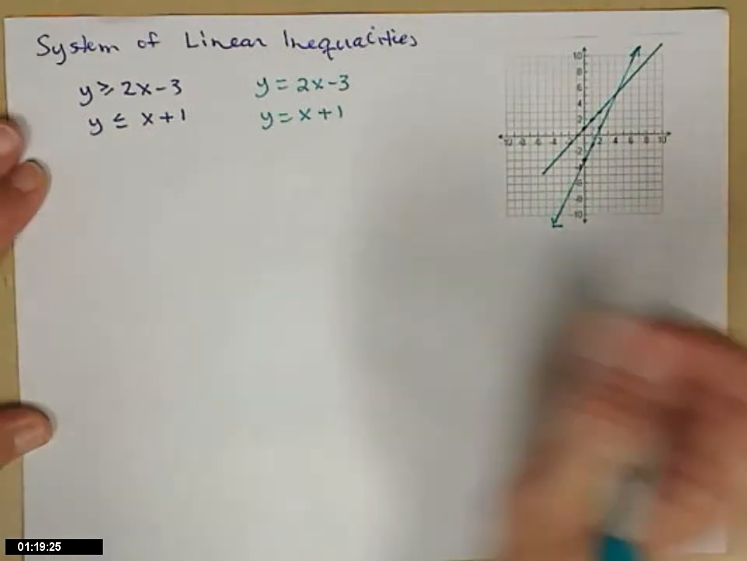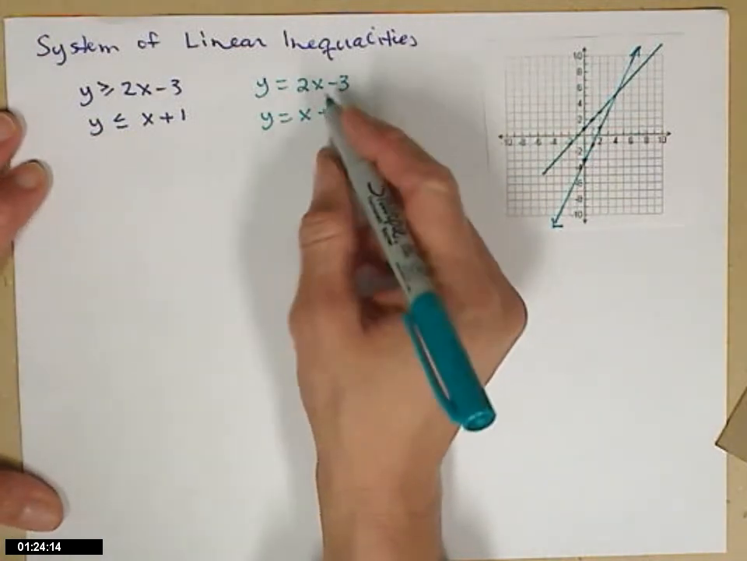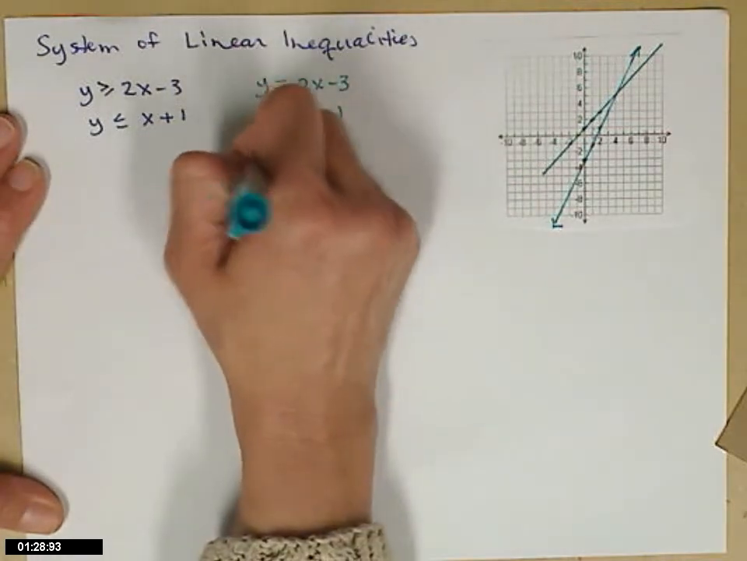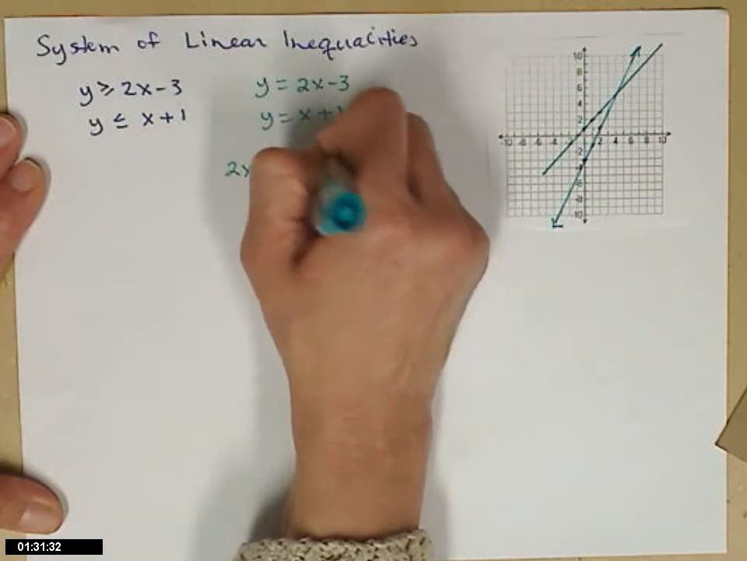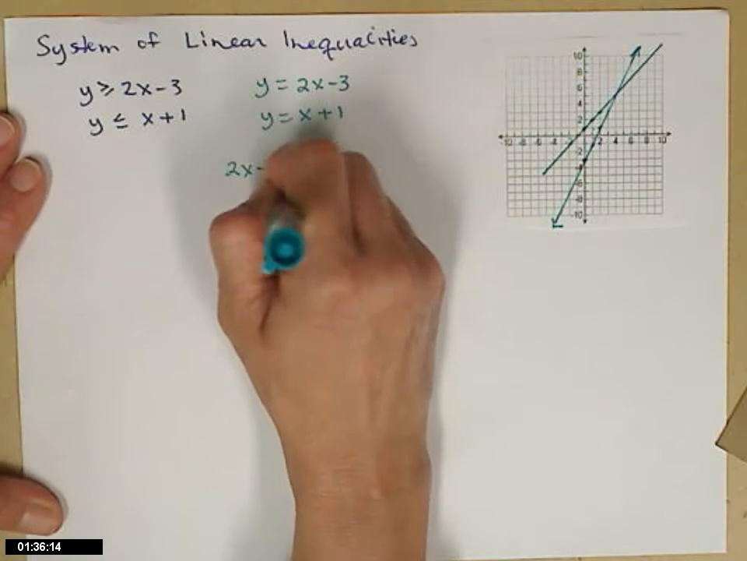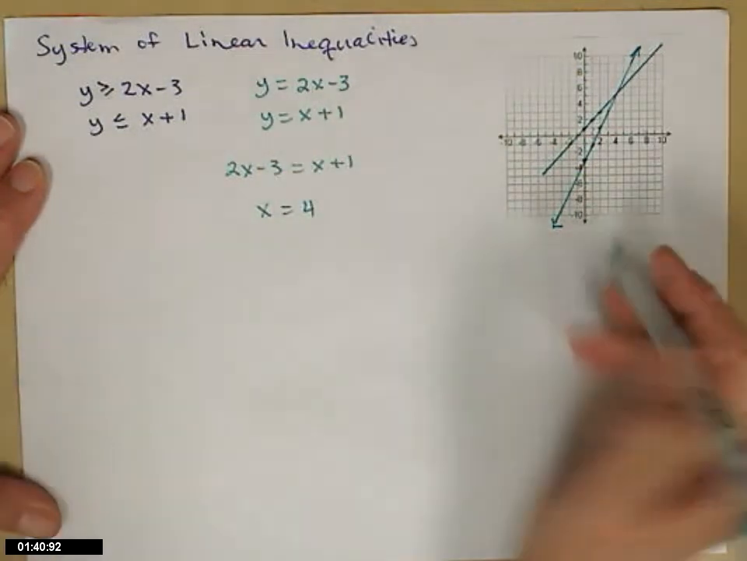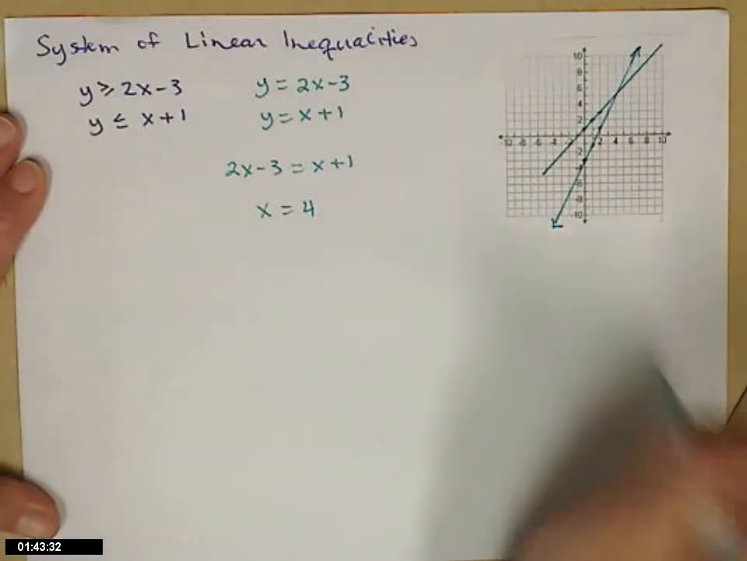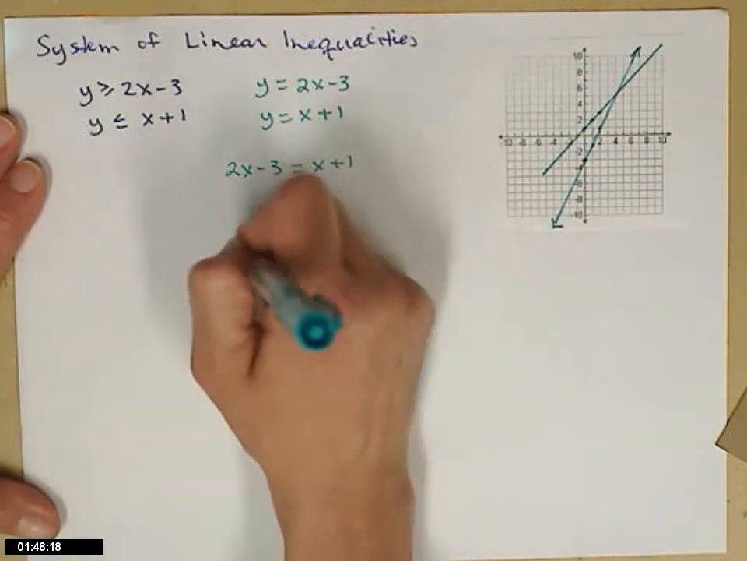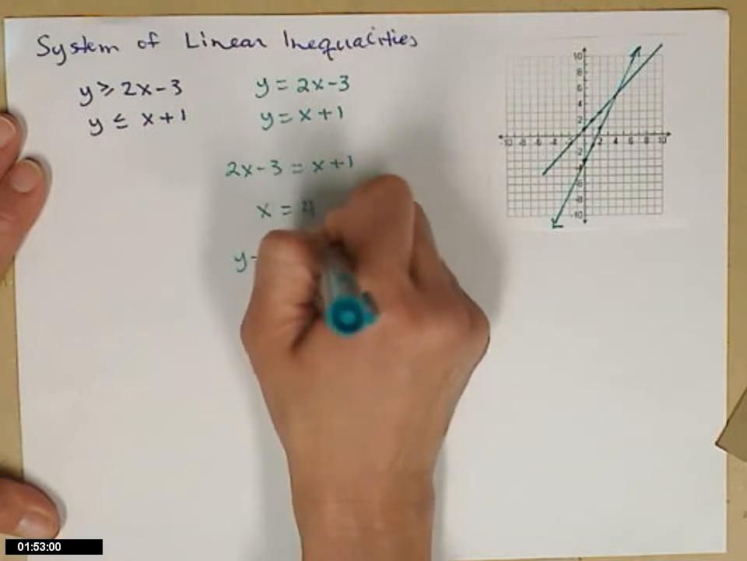So we're going to solve this system using either substitution or elimination. I'm going to go ahead and substitute since I have a y equals and a y equals. So I will set the two right sides equal to each other and solve for x. So subtract the x from both sides, add the 3 to both sides. That gives me the x value of 4, which it looks like from my graph. And now I plug this back into either of the original equations to find the y partner. So y equals x plus 1, so 4 plus 1, that's 5.